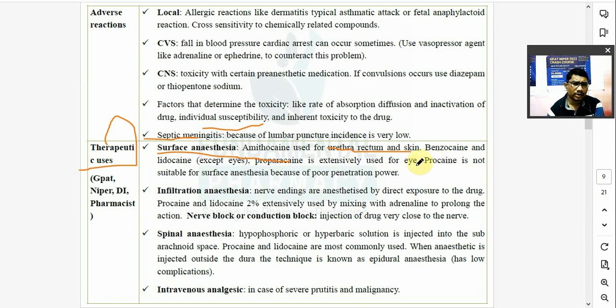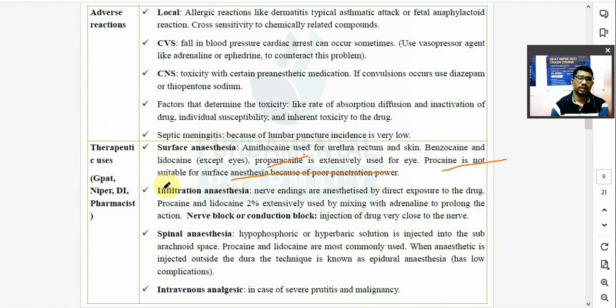Benzocaine and lidocaine are not used for eyes, except procaine, which is extremely used for eyes. Propagaine, benzocaine, lidocaine are not used for eyes. Propagaine is extensively used for eyes. Procaine is not suitable for surface anesthesia because it has a poor penetration power.